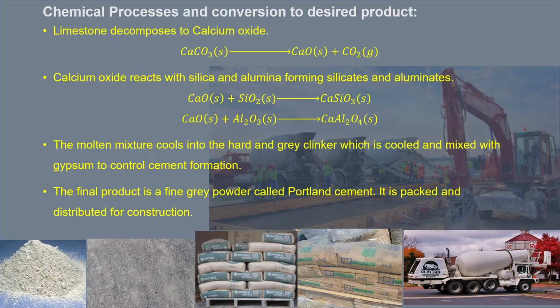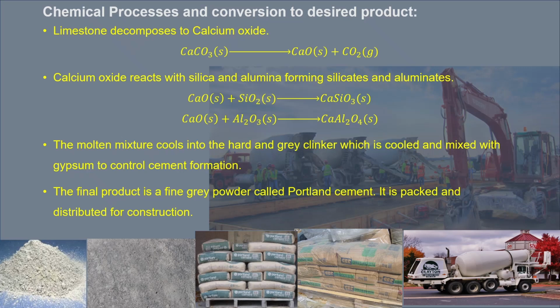Now, chemically, what happens? The limestone decomposes to calcium oxide together with carbon dioxide, as you can see in the equation there. Then the calcium oxide is the one that reacts with silica and alumina, forming silicates and aluminates according to the equations there. The equations are optional whether balanced or not, but they can be a good substitute for the many words that we have.